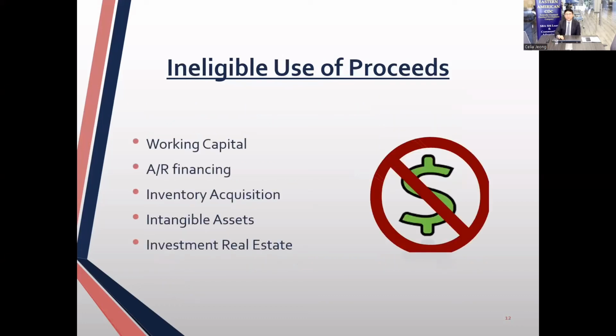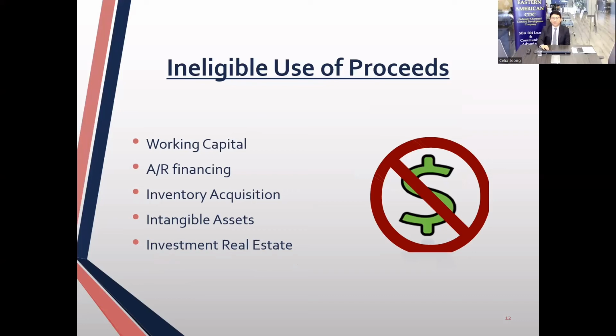What's ineligible? Working capital is not allowed. Working capital has to be arranged by an SBA 7(a) loan, which is what that loan was originally designed for. AR financing, accounts receivable, we cannot do. Inventory acquisition, we cannot do. Intangible assets, we cannot do; we can only support tangible things. Also, investment real estate. We only support small business owners. We do not support investors.